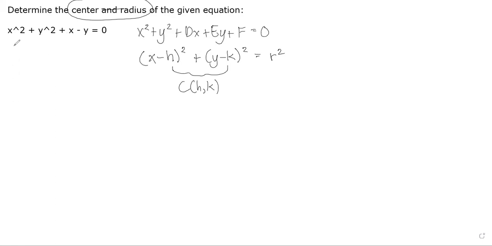Unang gagawin dyan is to group like terms. Okay, lahat ng x isasamahin. So, x squared plus x. Then sa kabila naman, lahat ng may y isasamahin. Y squared minus y. Then sa kabila, constant lang siya. Since walang constant, 0 yun. So, ayun, equal to 0 lang. And then, ang gagawin natin dito is to complete the square.